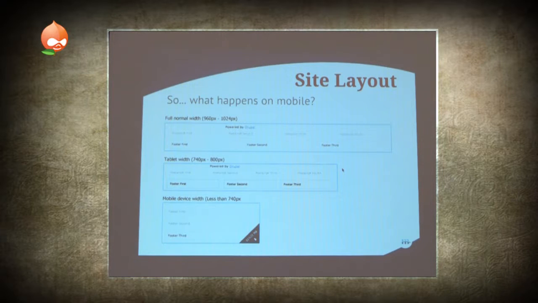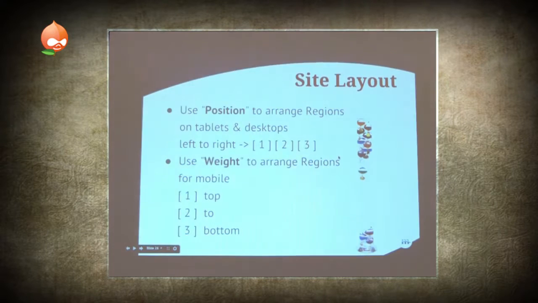Because all the regions are floating in some way or another. They're all floating to the left and arranging themselves very nicely, but on mobile they're just going to clear and stack, just like that. So let's talk about positions versus weights.